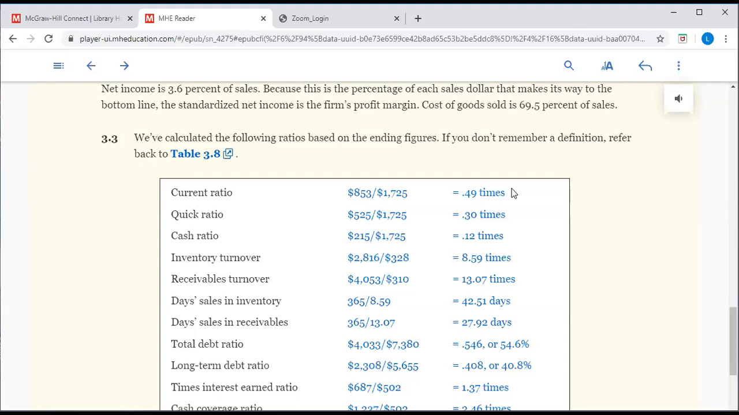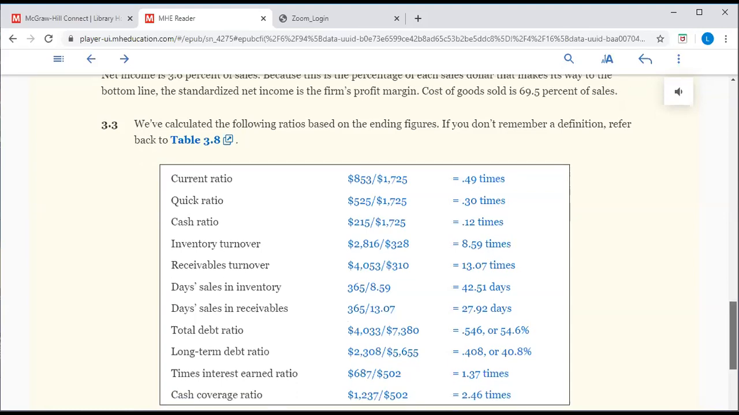Again, remember, it's not a perfect calculation. Some people may pay quicker. Some people may take longer to pay, but this is an average. So if everybody does this calculation in our industry the same way, we should have very similar results. If we don't, we want to know why. Now we'll look at our solvency ratios.